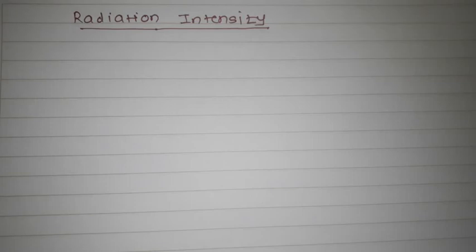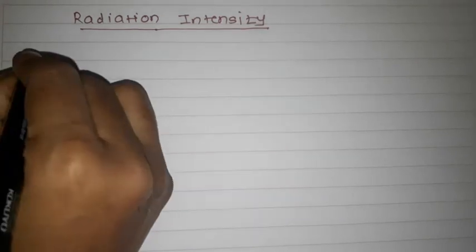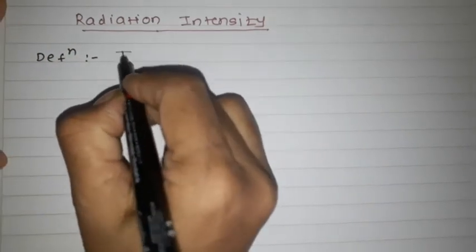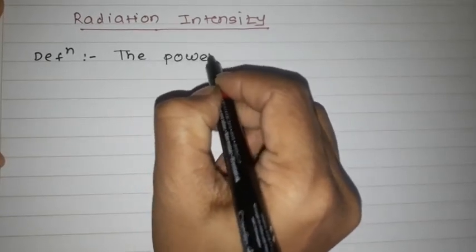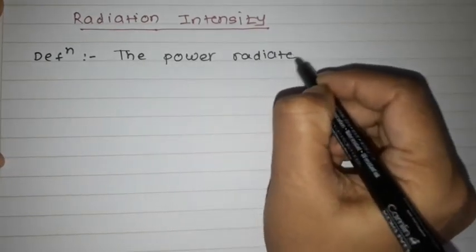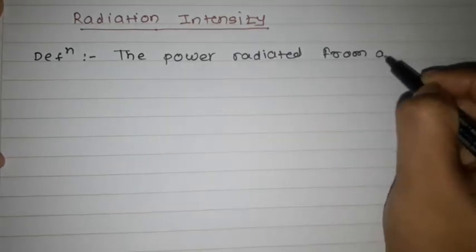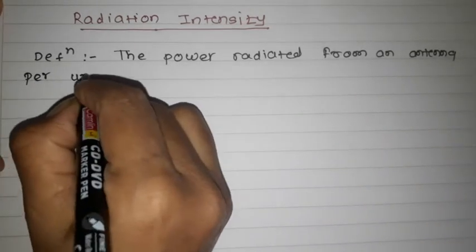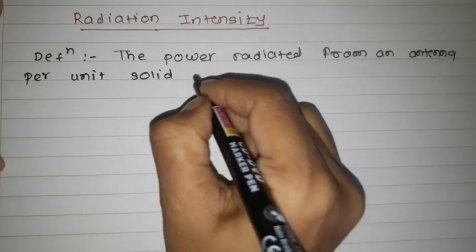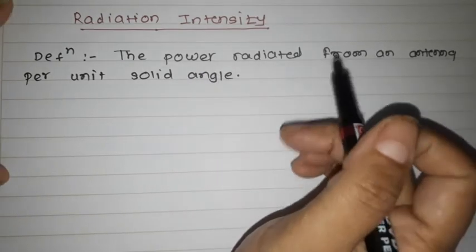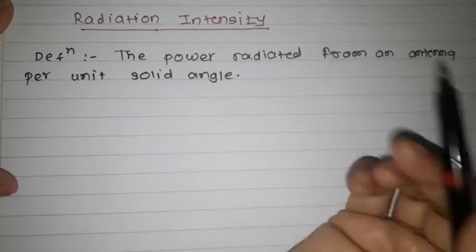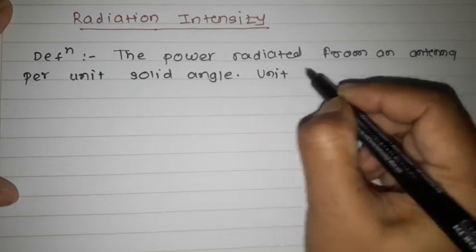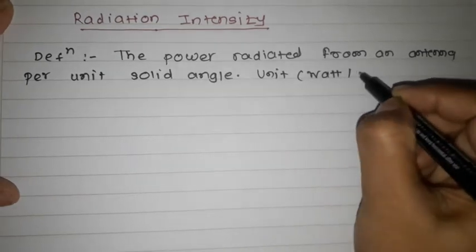All, in today's session we'll talk about the radiation intensity. Now let us see the definition of radiation intensity first. What do you mean by the radiation intensity? The radiation intensity is nothing but the power radiated from an antenna per unit solid angle. As we know this is the power radiated by an antenna per unit solid angle, we can give the unit of radiation intensity as watt per steradian.